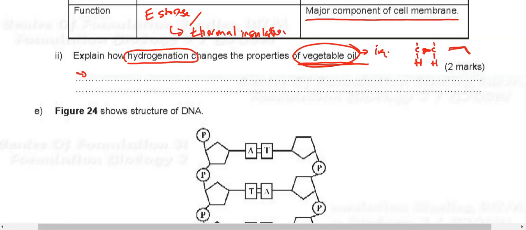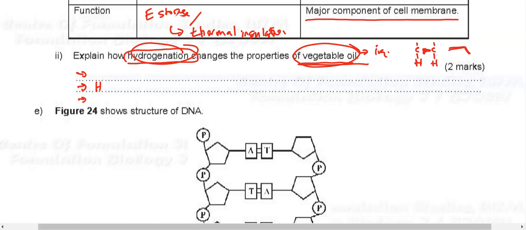Or, the level of saturated fat increases and the level of unsaturated fat decreases. Okay, so from liquid becomes solid, therefore the amount of saturated fat will increase as compared to unsaturated fat, which will decrease. And then for the second point, you can add that hydrogenation adds more hydrogen atoms to the carbon that previously had the double bond.